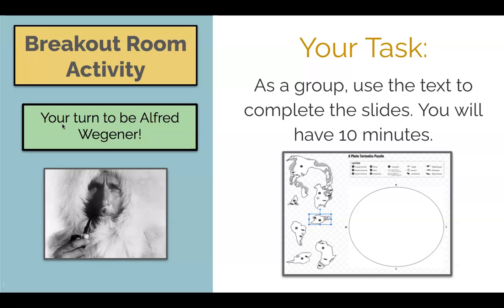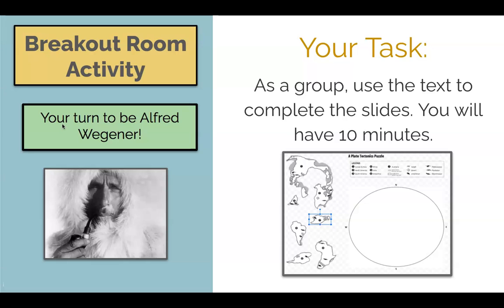His theory of continental drift was that at one time the continents were all together in a supercontinent that we call Pangaea, and that over time they have drifted apart from each other. So continental drift is the idea that the continents drift.